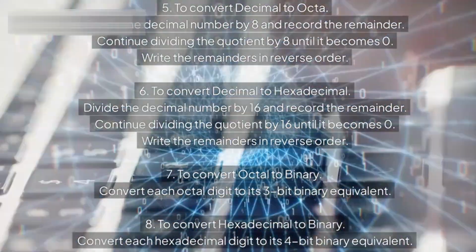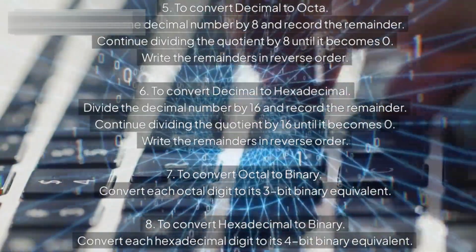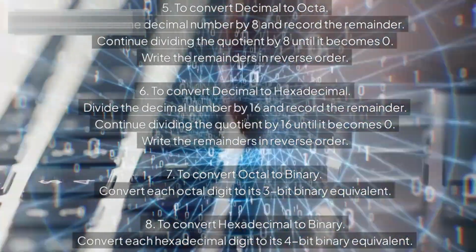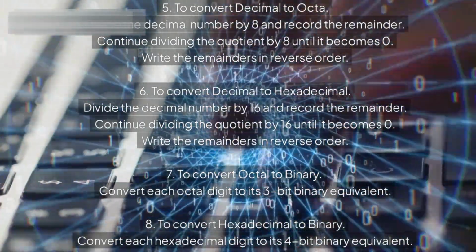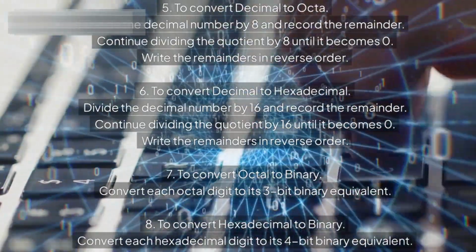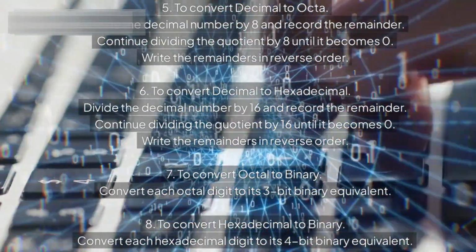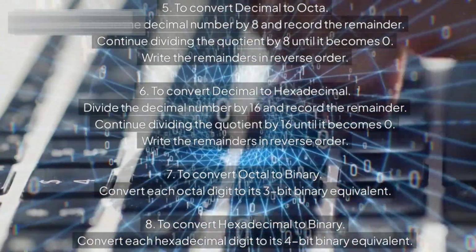5. To convert decimal to octal, divide the decimal number by 8 and record the remainder. Continue dividing the quotient by 8 until it becomes 0. Write the remainders in reverse order. 6. To convert decimal to hexadecimal, divide the decimal number by 16 and record the remainder. Continue dividing the quotient by 16 until it becomes 0. Write the remainders in reverse order.